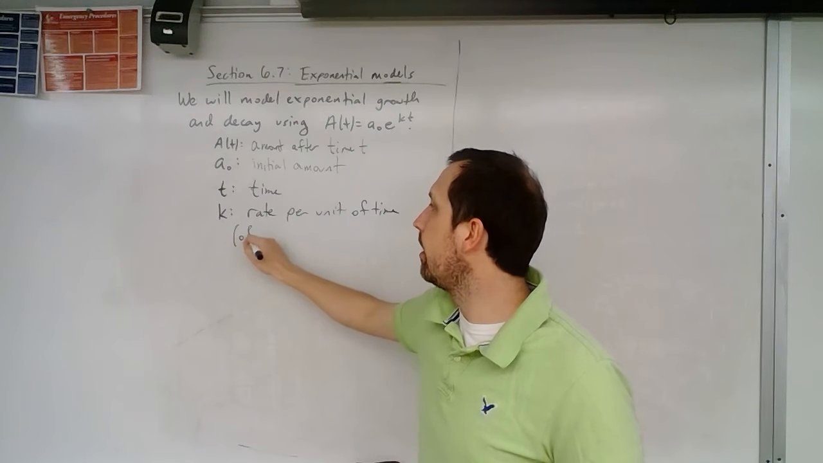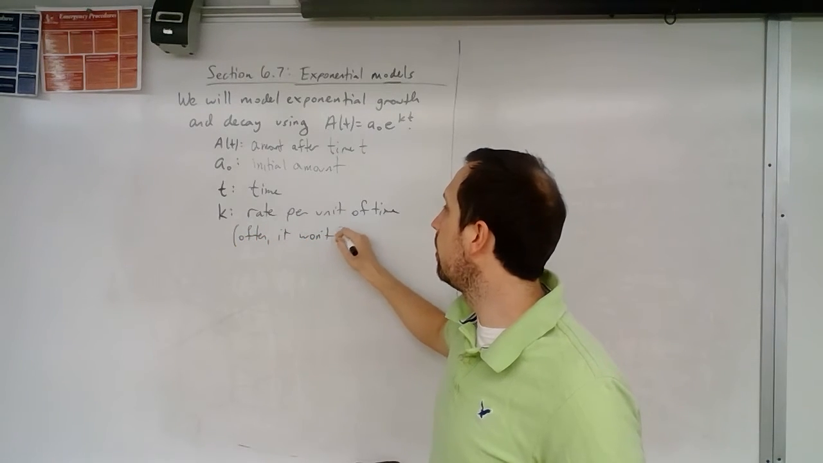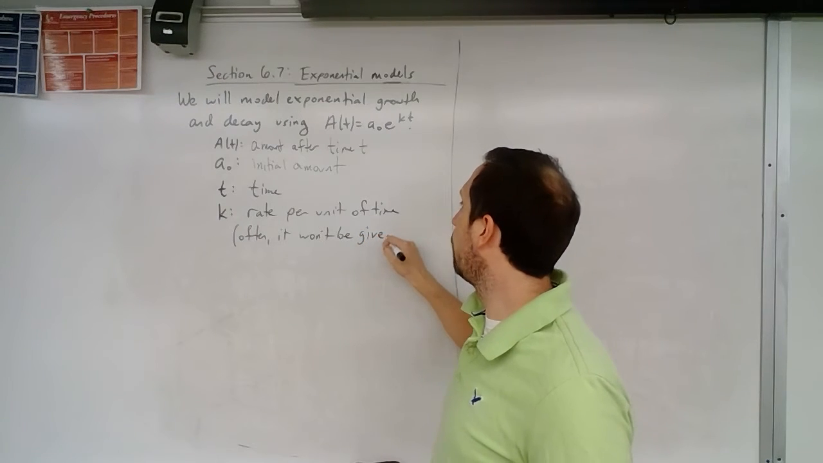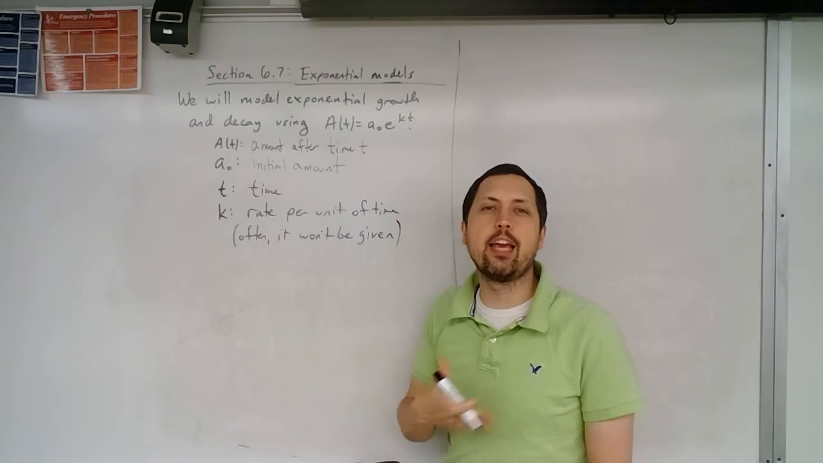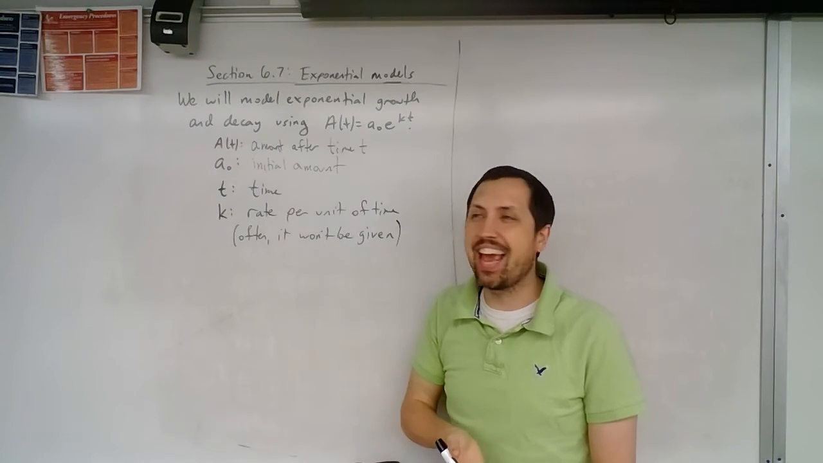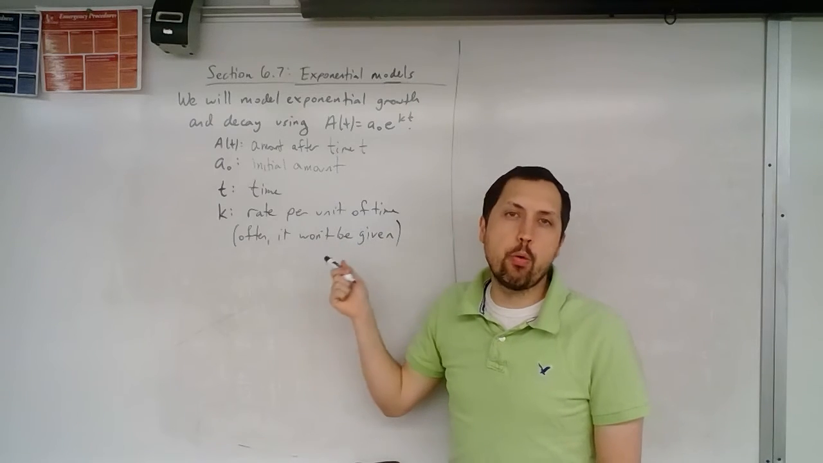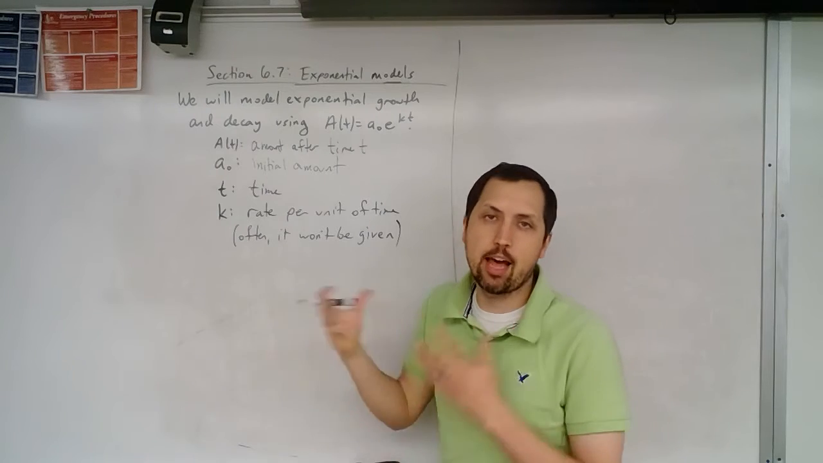And often it won't be given. So k is going to be one of those that we figure out: what is the rate that things are increasing or decreasing? What is the rate that things are exponentially growing or exponentially decaying? We won't know what that is. We're going to use something from the problem to help us solve for k, and that'll be what we're looking for.